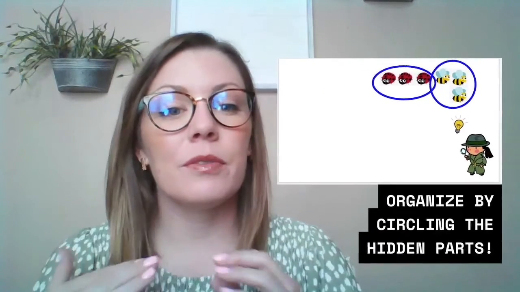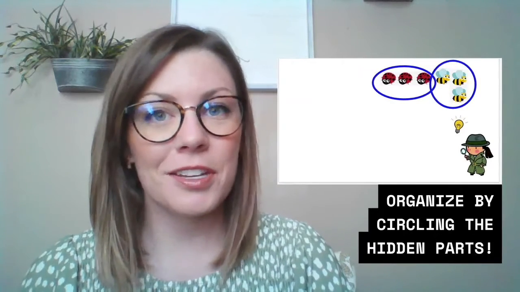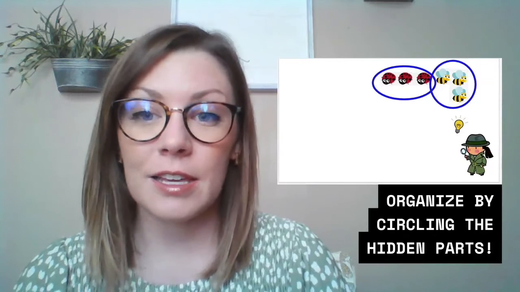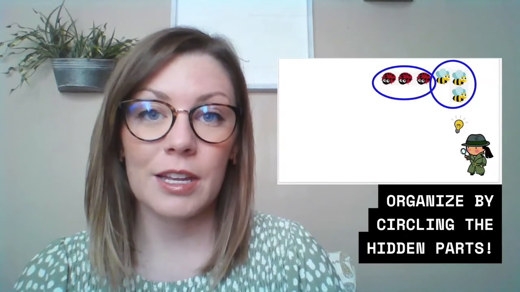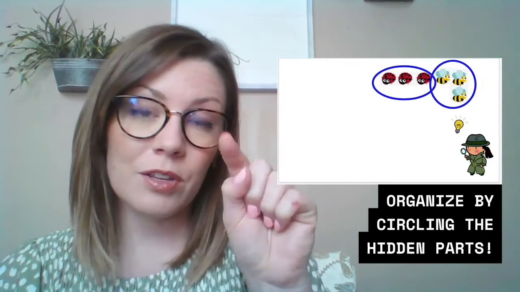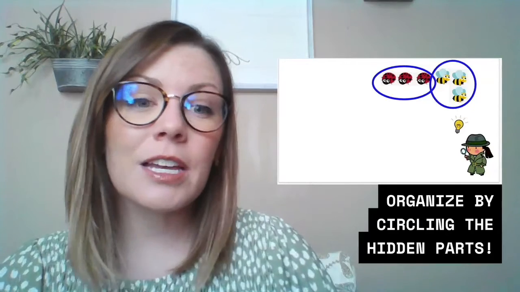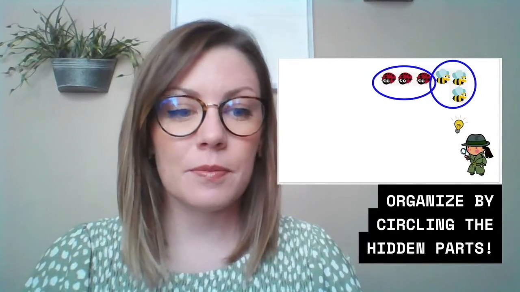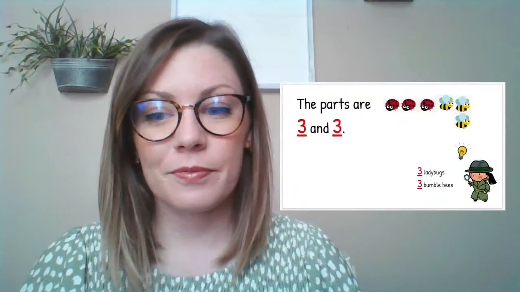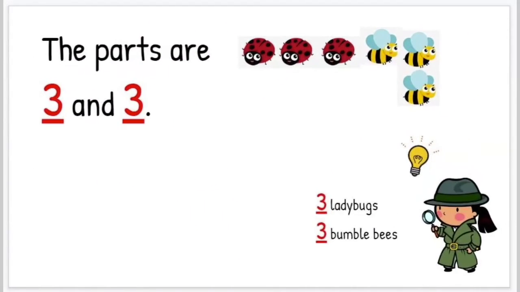Okay, guys, we're staying organized today. That's what good mathematicians do. So organize your thinking. You can use tools like a number bond or a 10 frame, but you can also circle the groups or the hidden parts that you see to stay organized. So our hidden parts here that we just organized by circling are 3 and 3. 3 ladybugs, 3 bumblebees.